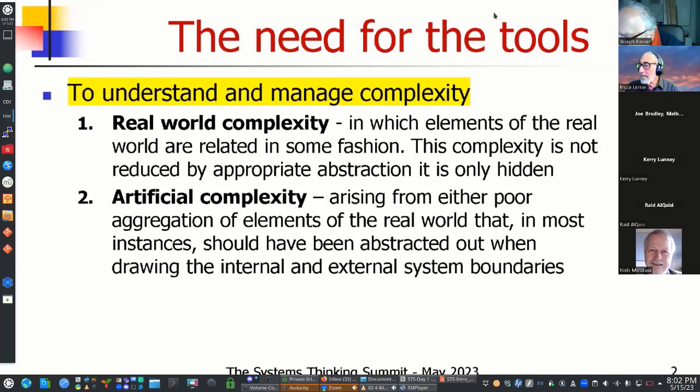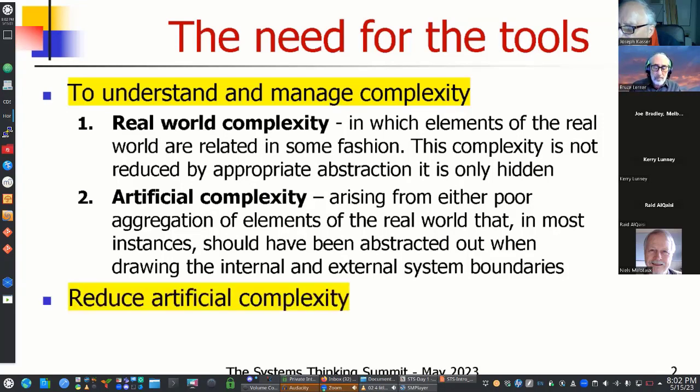And then there's what I call artificial complexity, arising from poor aggregation of the elements of the real world, that in most instances should have been abstracted out when drawing the internal and external system boundaries. And I'll explain some of that in a moment. You use these tools to manage complexity by reducing artificial complexity.